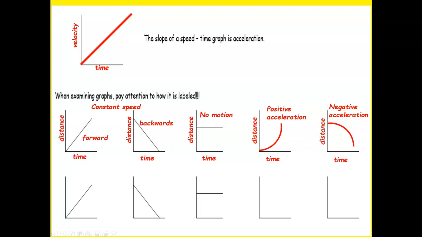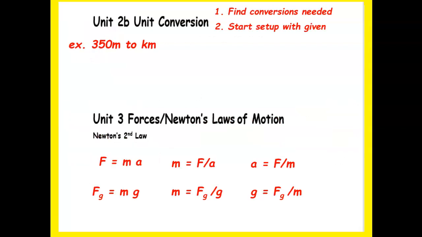All right, so now moving on to unit 2B, which is unit conversions. So remember the basic 2 steps is first you need to find the conversions that are needed. Then you're going to set up your T-chart. So again, if I have going 350 meters to kilometers, the conversion you first need is the conversion from meters to kilometers, which on your sheet you will see that there's 1,000 meters in 1 kilometer.